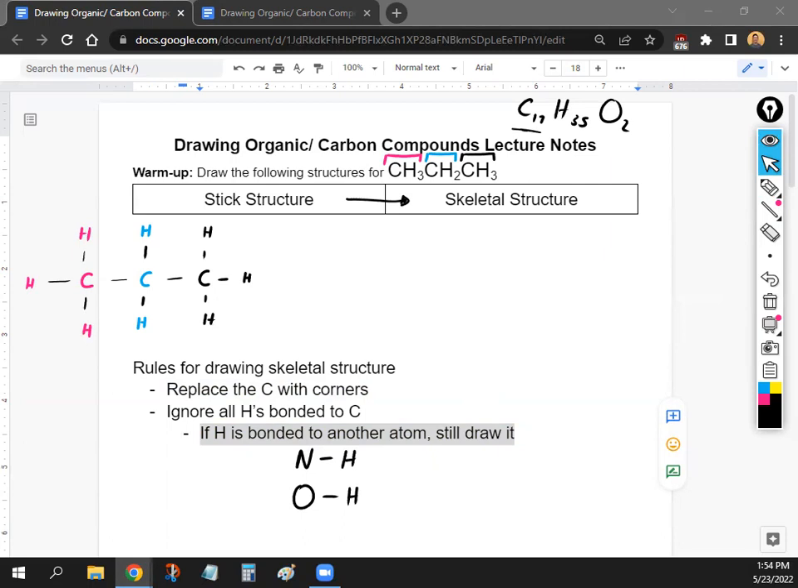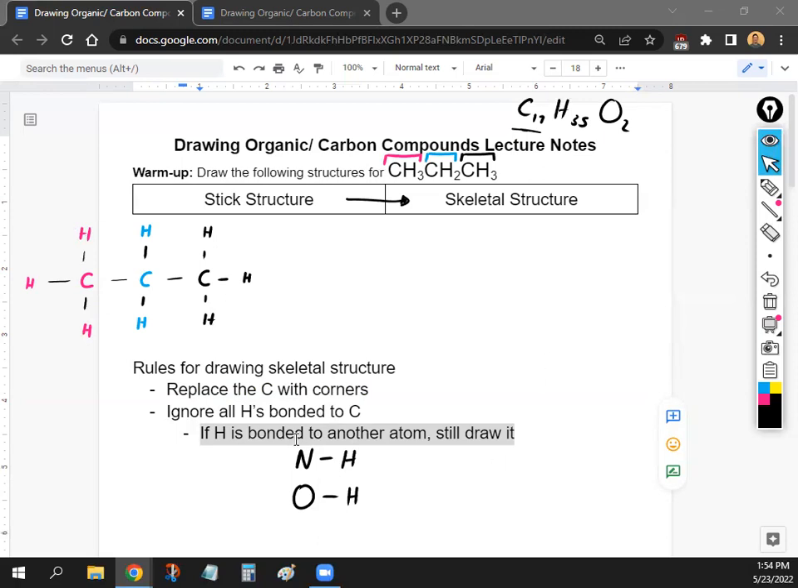Yeah, this is going to be the big question on your final. Most of your final is super easy. It's just research. But there is one question that's worth 25% of the final. You're gonna need to know how to do this. All right, so let's take this stick structure right here and let's draw the skeletal structure.